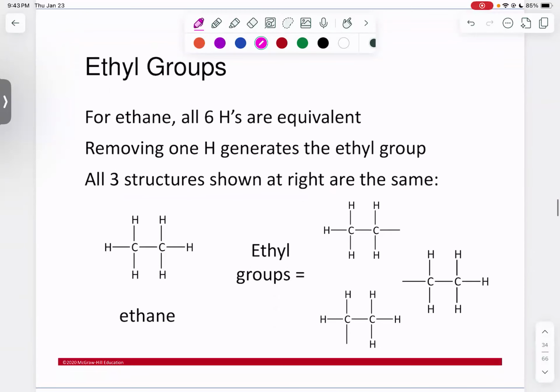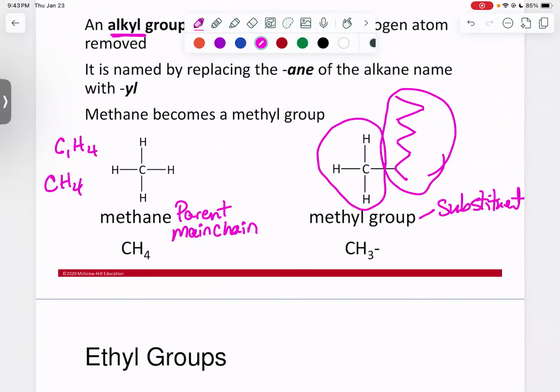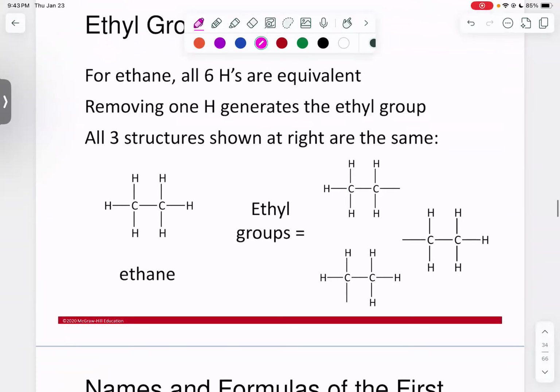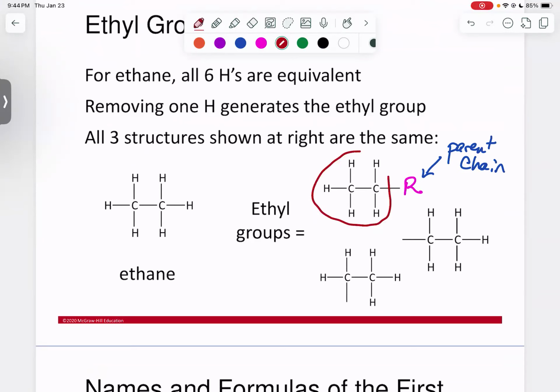Okay. So now if I had 2 carbons coming off of the main chain, instead of writing this whole big old thing, we just write R, and R means the rest of the molecule. Okay, so I'm just going to use the R from now on. I could have an ethyl group, here's my parent chain. My R would be my parent chain. And then my substituent would be all of this stuff.